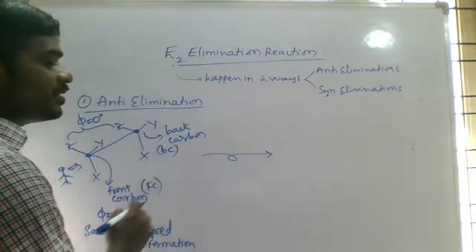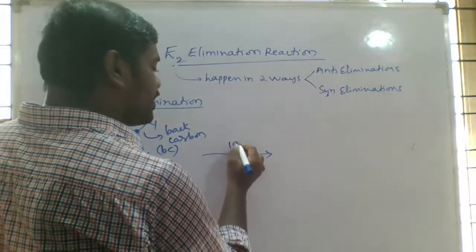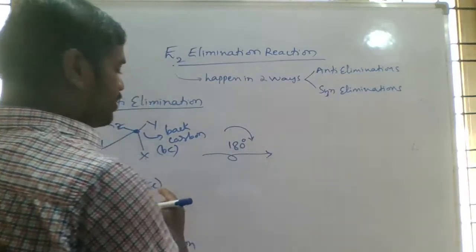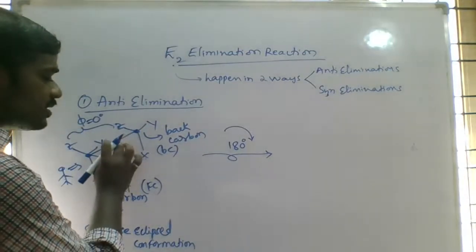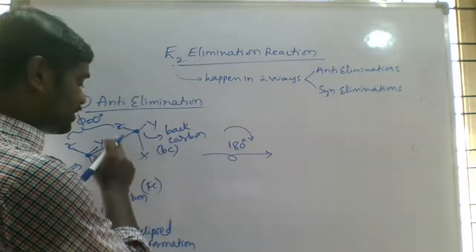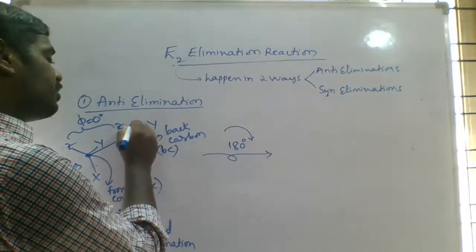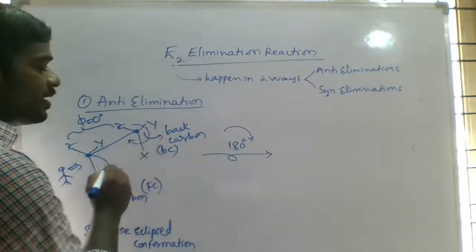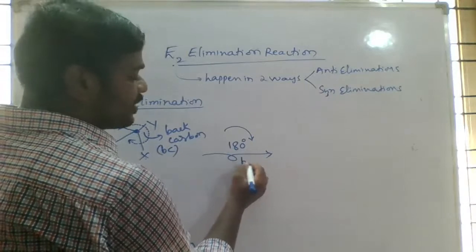The main requirement here is a 180 degrees angle rotation. So this is the angle. Which carbon do we rotate? This one or this one, it is your choice, because rotation is possible around the C-C single bond. Now I rotate the back carbon by 180 degrees in the clockwise direction.